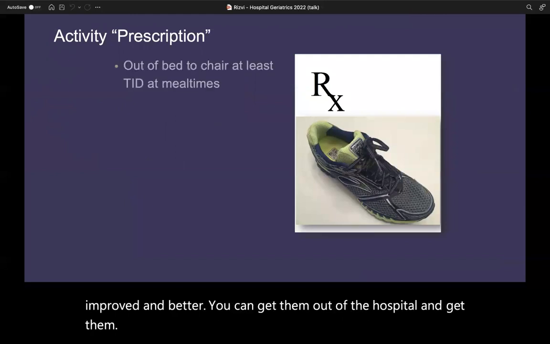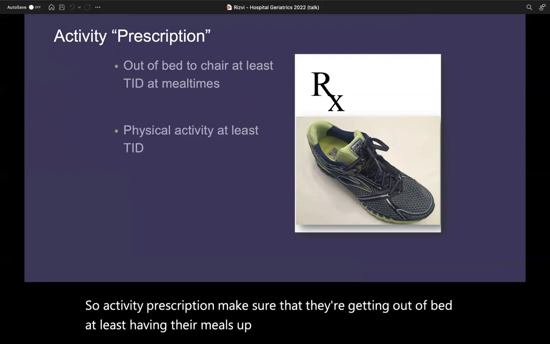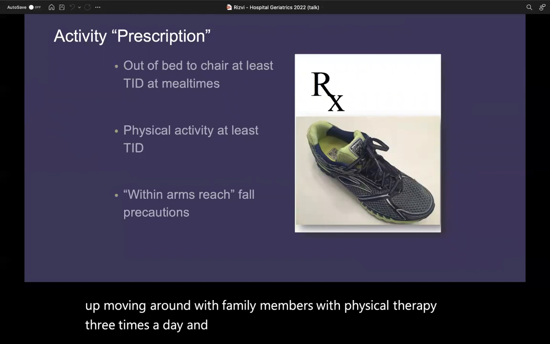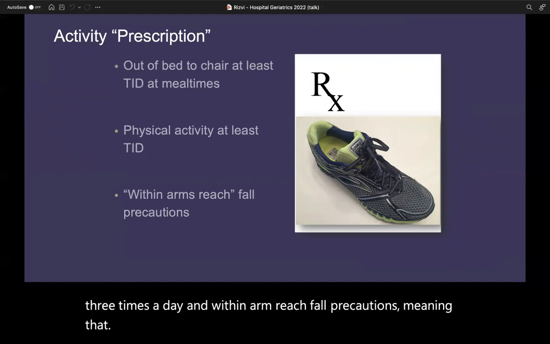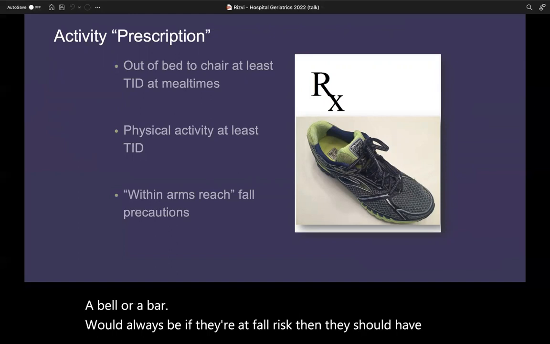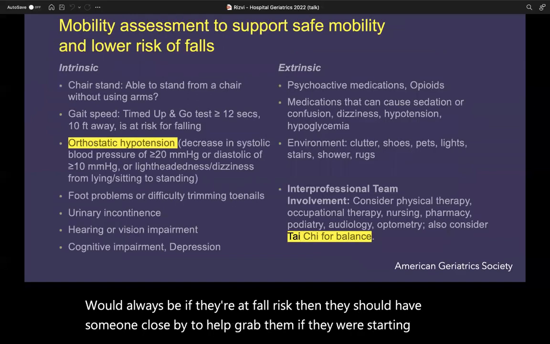So activity prescription, make sure that they're getting out of bed, at least having their meals up in the chair. Physical activity, getting up, moving around with family members, with physical therapy 3 times a day, and within arm reach fall precautions, meaning that a bell or a bar should always be there, and if they're at fall risk, then they should have someone close by to help grab them if they were starting to fall.